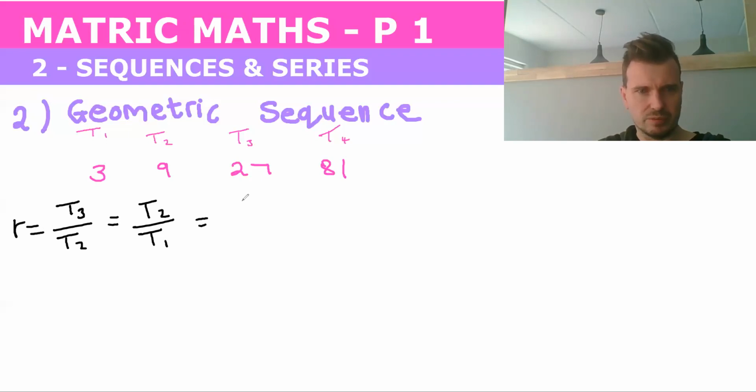And so if we try and put in T2 and T1, or we'll say T3 is 27 over T2, 9, equals 3. And if we see that they're both 3, we know that there's a common ratio, which is 3. So we know R is equal to 3.